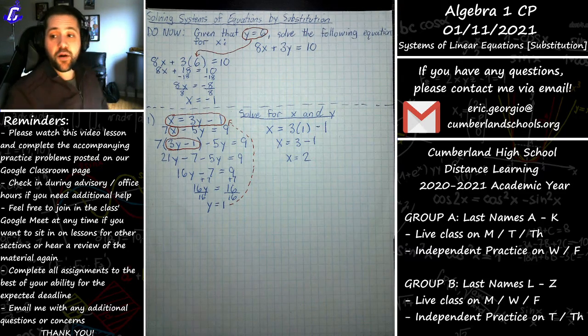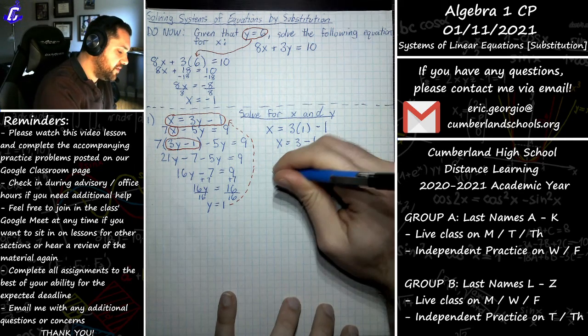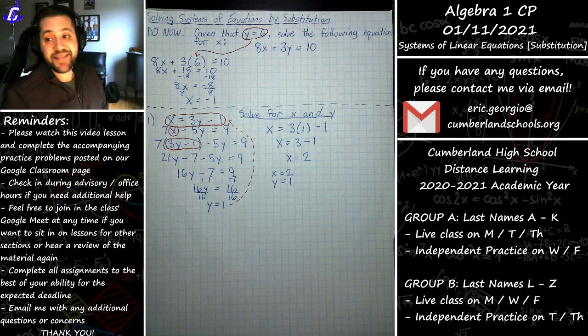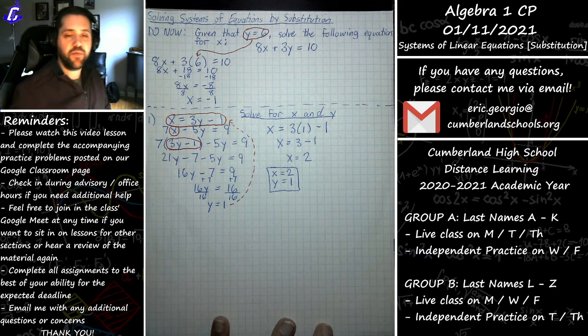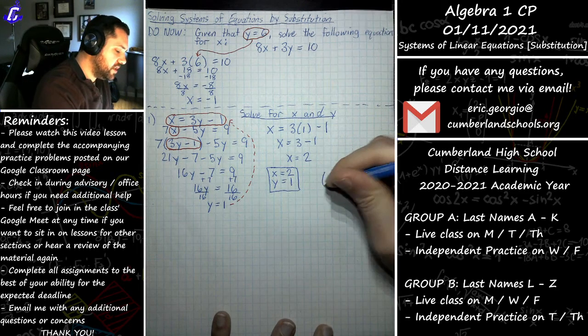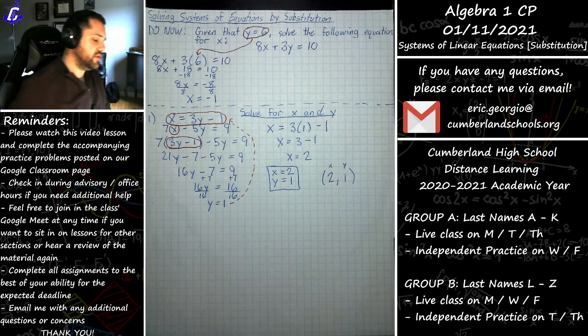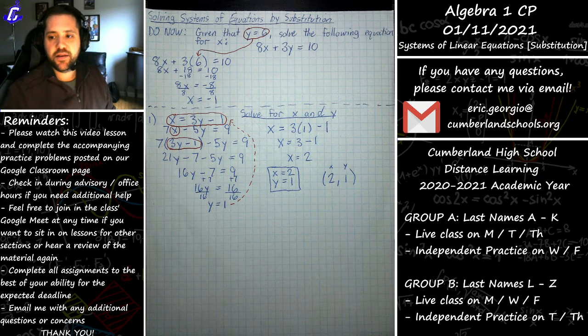And so therefore, the solution to my system of equations would be that x is equal to 2 and y is equal to 1, which you could write as that, or you could choose to write it as an ordered pair, just like we did with graphing. You could say the solution is (2, 1), because 2 represents your x and 1 represents your y. Either way, if you want to write your solution this way or this way, it's totally fine.